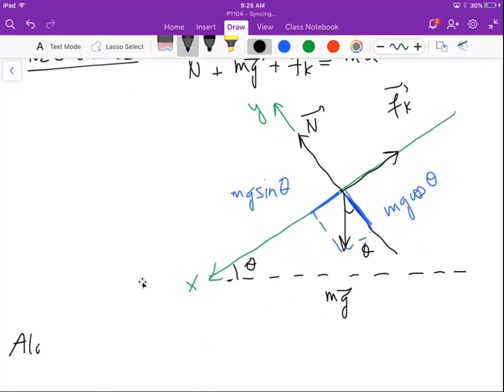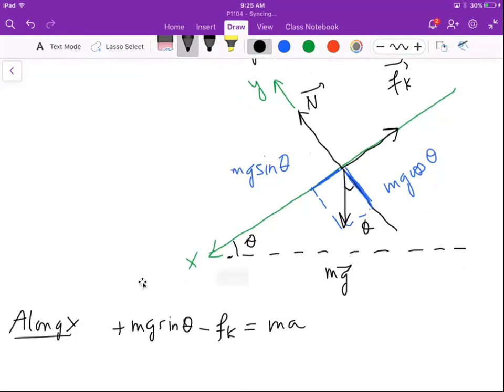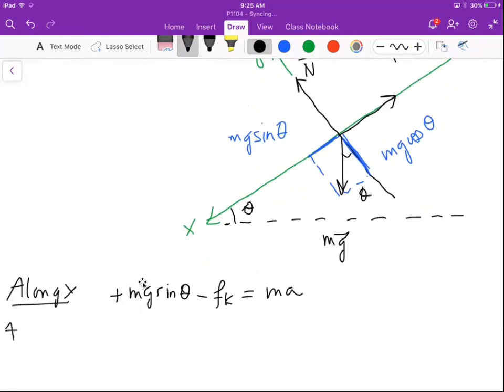Okay, along x, what do we get? We get plus mg sin theta minus fk, because fk is in the opposite direction, equals ma, because the a is down the incline, so a has a positive sign. And for the y axis, we have plus n minus mg cosine theta equals zero, because there is no motion along the y axis.